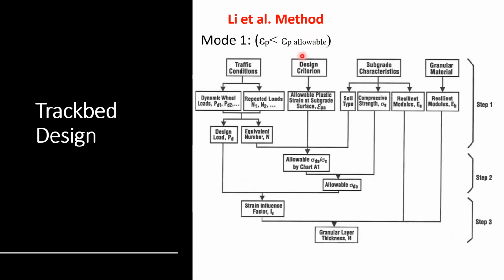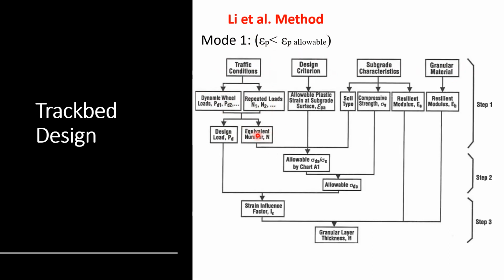Just briefly here, if you want to design against mode 1 failure, which is the plastic strain, you want to make sure that the epsilon P, the plastic strains you're getting on your subgrade, is lower than the allowable plastic strains that you specified. So this schematic here, you have the traffic conditions. Again, we talked about the wheel loading, we talked about the repetitive loading, and from that you get your design load and the equivalent number if needed.